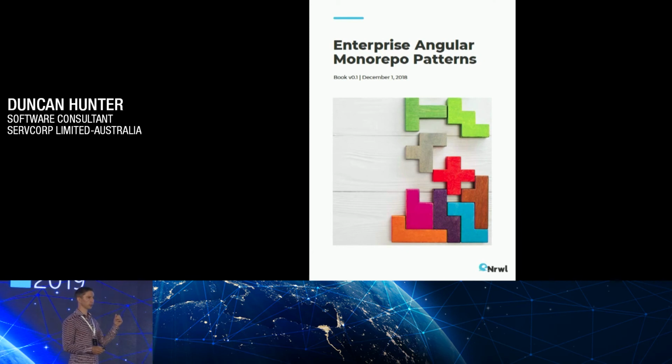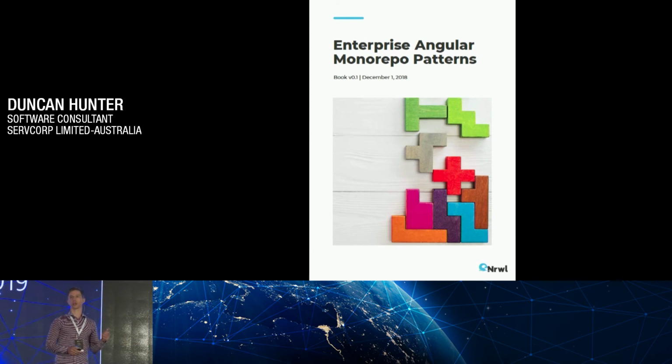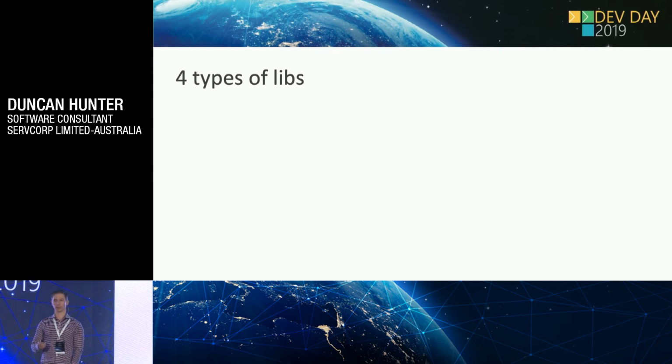And that's mostly because of this book. It came out about a year ago now, and it spells out what NX and the Narwhal team think you should do for your naming strategy. So there are 4 types of libs that they recommend.